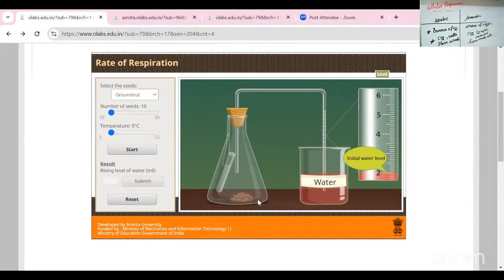Groundnut. Yes, this is the common product, well known to all. The number of seeds is 30. And then the temperature level, I'm choosing a very low level for groundnut. Only 10 degrees. How does the process work?